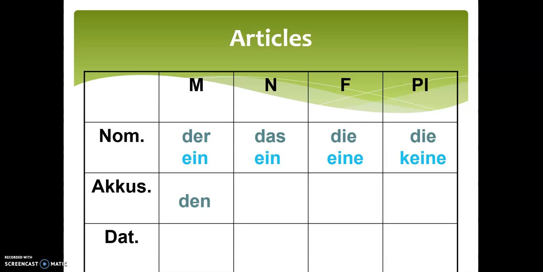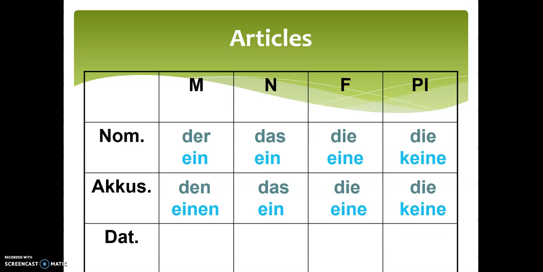For the accusative case, you could have den. Remember the rule, der goes to den, die and das stay the same. And then the same way for the indefinite article, if der goes to den, ein is going to go to einen. Then we had the neuter, which was das, ein. The feminine was die, and then the indefinite article was eine. Same way with the plural and keine. As for now, like I said, we will keep the dative row empty. Okay, remember the only one that we had to worry about changing for the accusative case was the masculine, right?